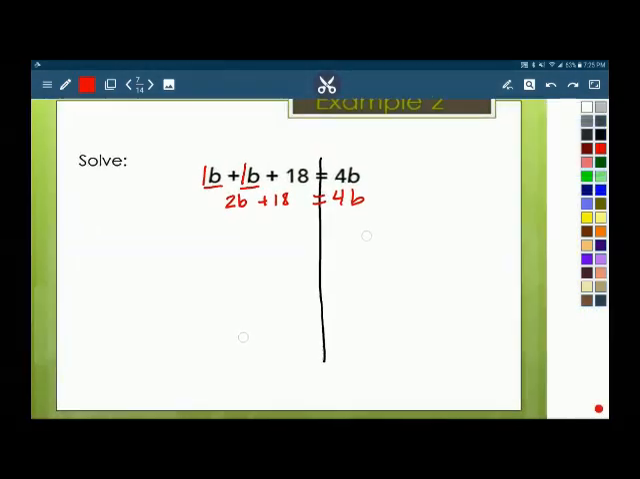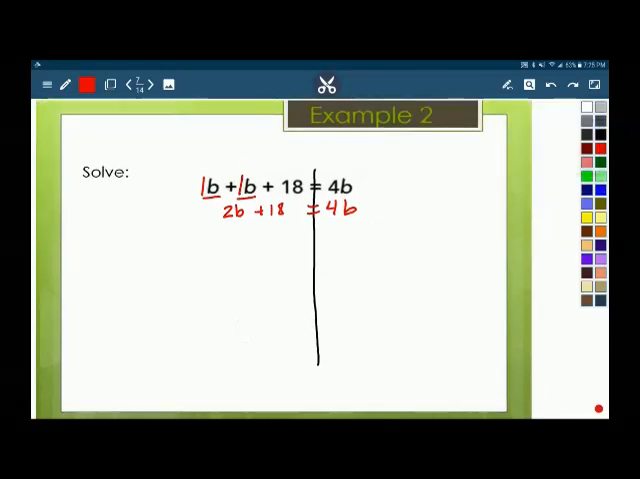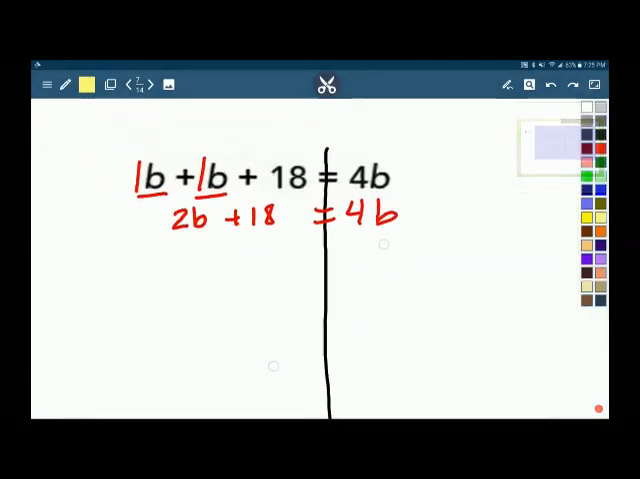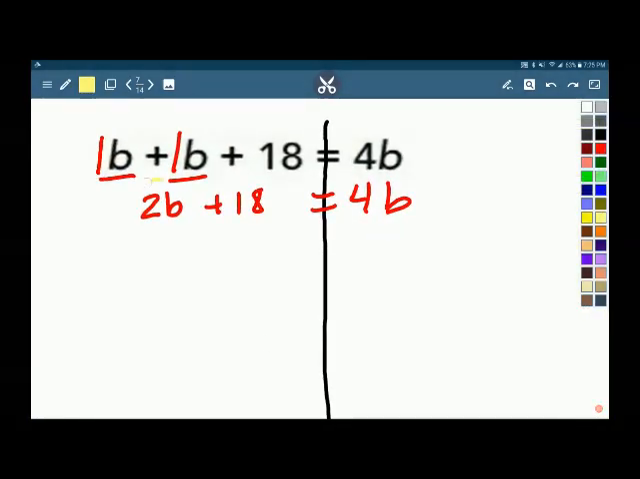Okay, so now we can actually start getting the variables together. Okay, so I see 2b. Actually, let me zoom in again. Sorry. Okay, I see 2b over here. I see 4b over here. I want to get those together.